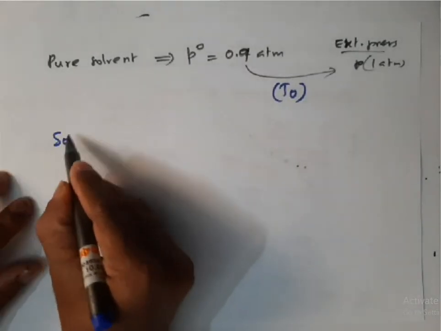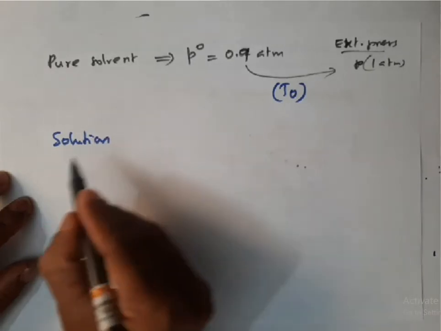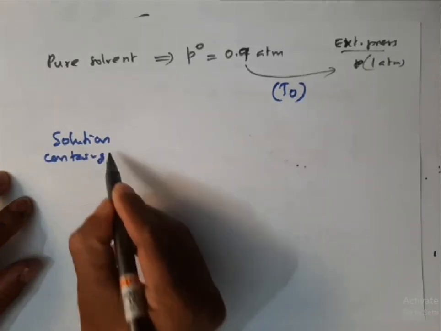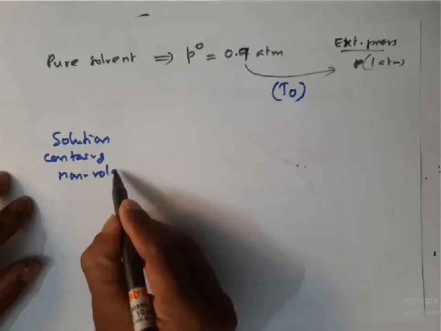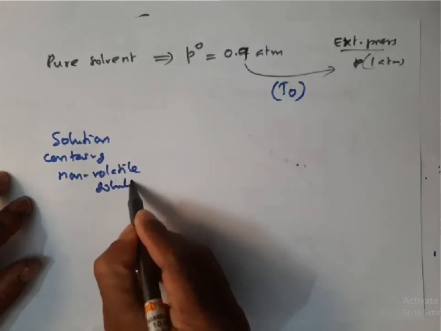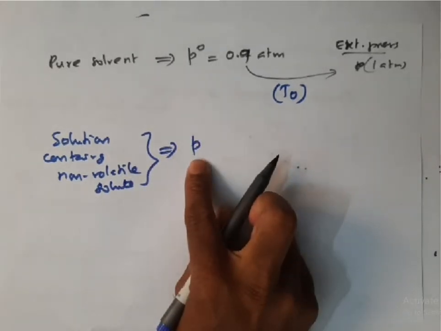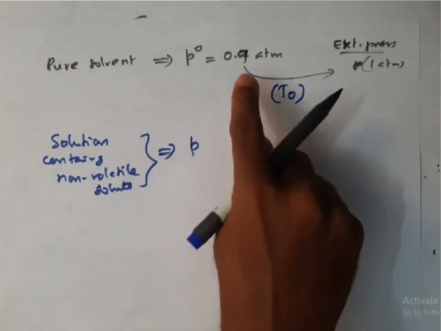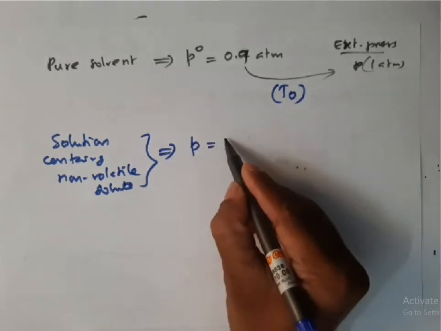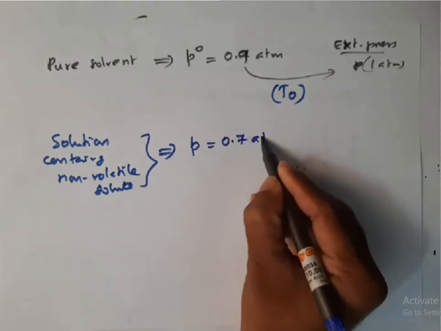Now I'll take a solution containing non-volatile solute. The vapor pressure of solution, you know very well, when you add a non-volatile solute, the vapor pressure of the solution decreases, right? It can't be 0.9, so say for example I'll take this value as 0.7 atmosphere.